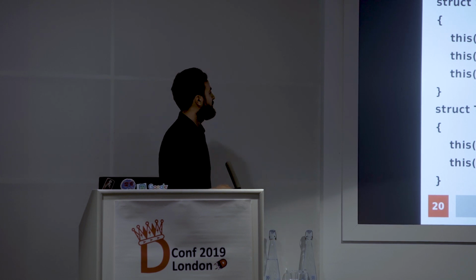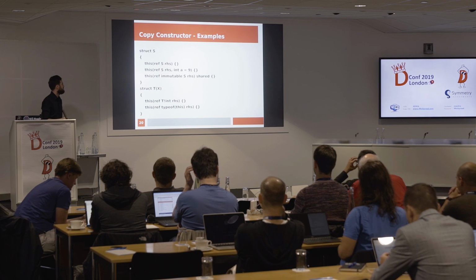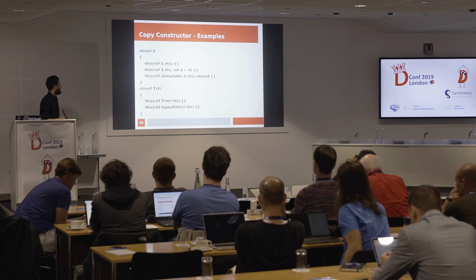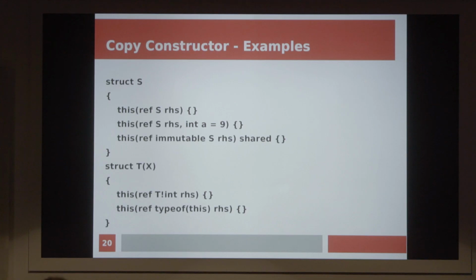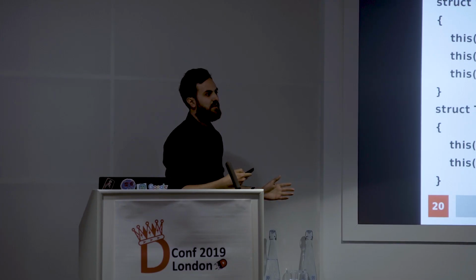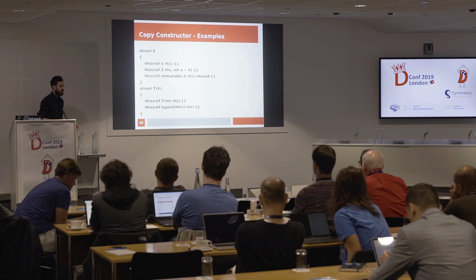Okay. As you can see, you are allowed to make copies between differently qualified objects. And also, if you're in a templated struct, this is going to be a constructor if you're instantiating with something different than int, and it's going to be a copy constructor if you instantiate it with int. If you want to make sure that in a templated struct you define a copy constructor, then you're going to use typeof(this), and no matter what you're instantiating that struct with, you're going to be fine.